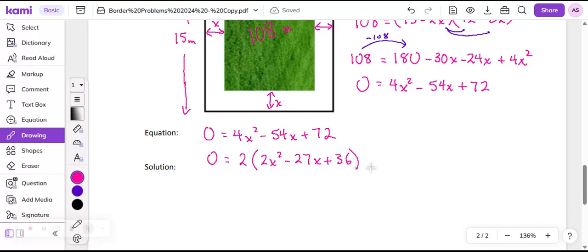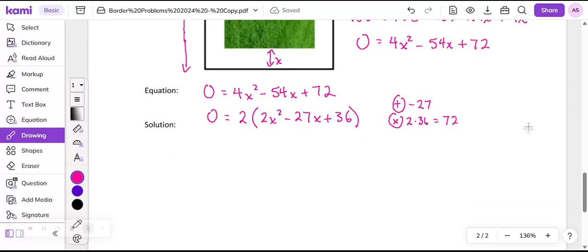Unlike the previous question, by dividing out this 2, we are not left with a simple trinomial. It's not a perfect square trinomial. It's not a difference of squares. We have to use the Australian method to do this one. We are looking for 2 numbers that add to minus 27 and multiply to 2 times 36, positive 72. So if you guys can have a think on that, put your collective minds together.